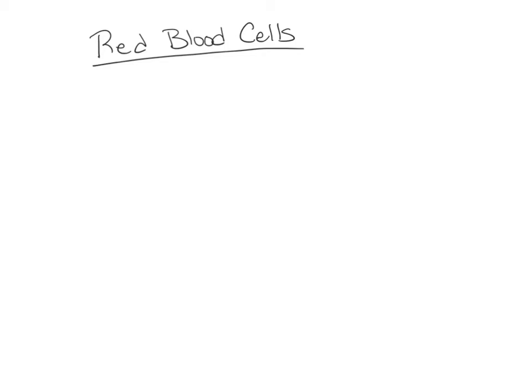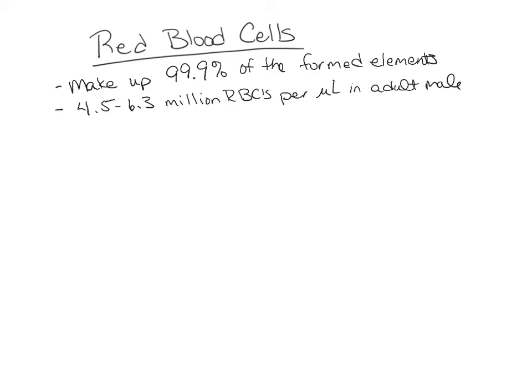The red blood cells are the most abundant formed elements, and they make up 99.9% of the formed elements. 1 microliter of whole blood contains 4.5 to 6.3 million red blood cells in the adult male and 4.2 to 5.5 million red blood cells in the adult female. The difference in red blood cells between the male and the female is because of the testosterone that the adult male produces, which increases the process of erythropoiesis, which is the production of red blood cells.